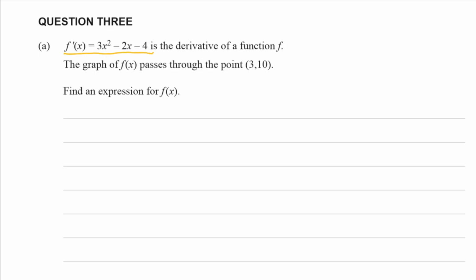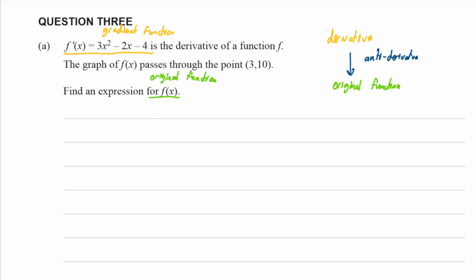Alright, so we are given the gradient function, or in other words, the derivative, and we are looking for the original function, f of x. So when we're given the derivative, to get to the original function, we need to take the antiderivative. Right, we need to anti-differentiate. Cool, so what does that look like?